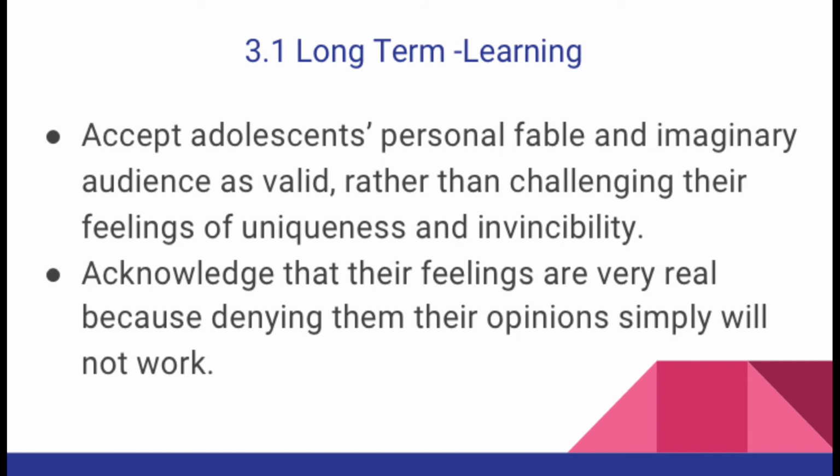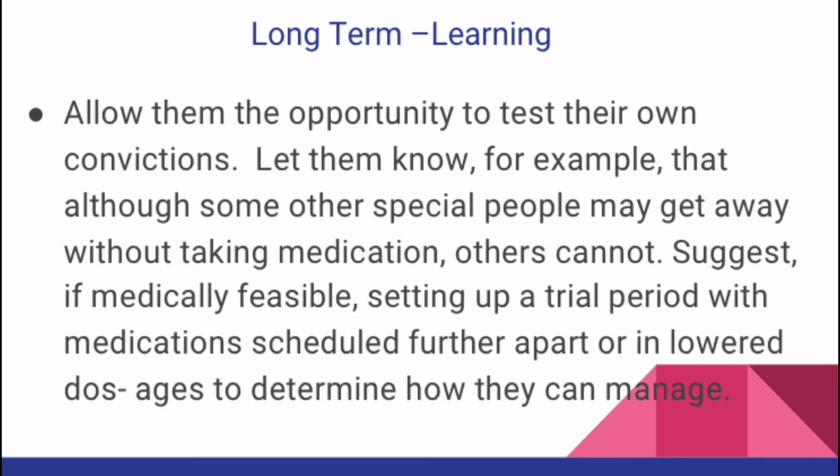Next, we have here the long-term learning. The existence of an imaginary audience and personal fable can contribute to the exacerbation of existing problems or cause new ones. So, the long-term learning strategy involves the acceptance of the adolescent's personal fable and imaginary audience as valid, rather than challenging their feelings of uniqueness and invincibility. Another is to acknowledge that their feelings are very real, because denying them their opinions will simply not work. Lastly, for the long-term learning strategy, allow them the opportunity to test their own convictions. Let them know, for example, that although some other special people may get away without taking medication, others cannot. Suggest, if medically feasible, setting up a trial period with medications scheduled further apart or in lower dosages to determine how they can manage.